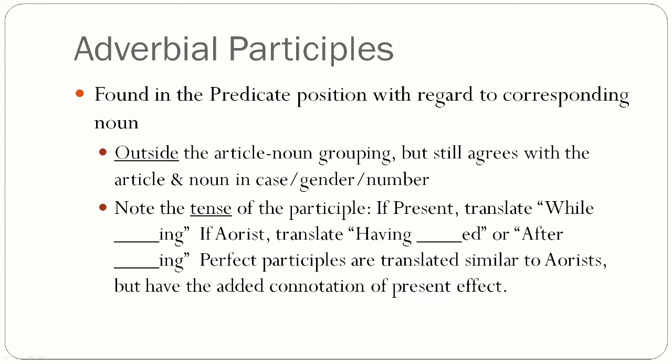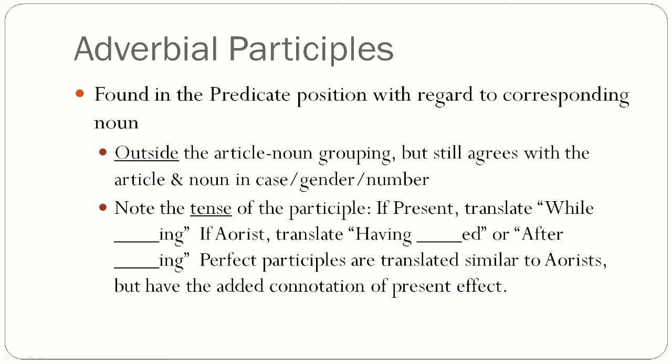Now, one thing to note when we are translating these adverbial participles, the tense of the participle becomes very important. So I've put here, take notice of the tense of the participle. Why is that important? If it is present tense, you are going to translate the word, which is not going to be found at all in the Greek, while or when plus that participle. I've just put blank-ing as the participle. Whatever verb that is goes in the blank.